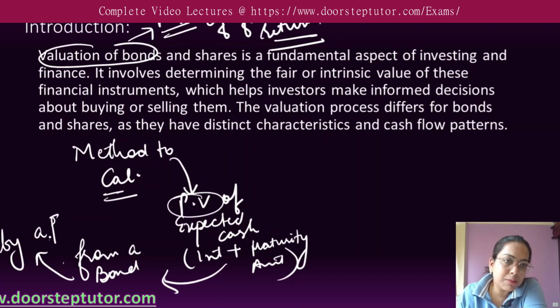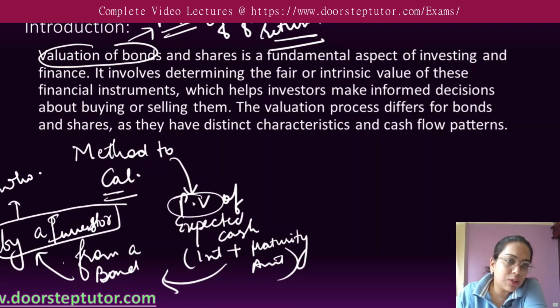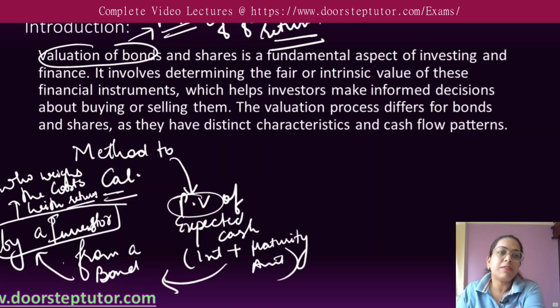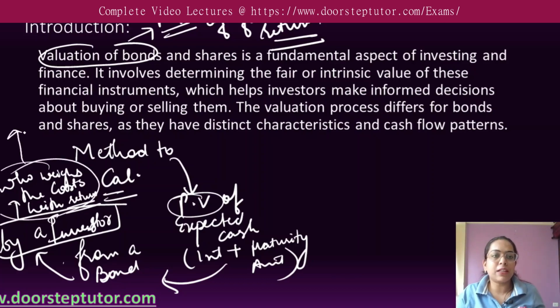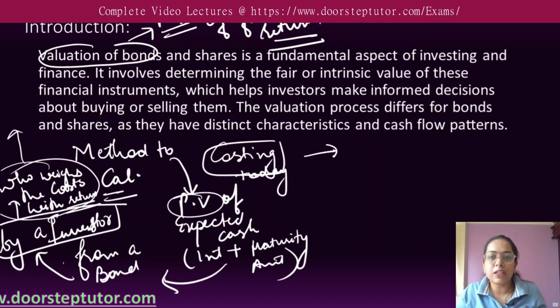Who will do this? A potential investor. One can say that an investor will do all this calculation. He weighs the cost he is incurring against the returns. He will compare whatever he is paying today with the return he will get in the future, and this is a method in which he compares whatever he is investing today with the returns that he will get in future.